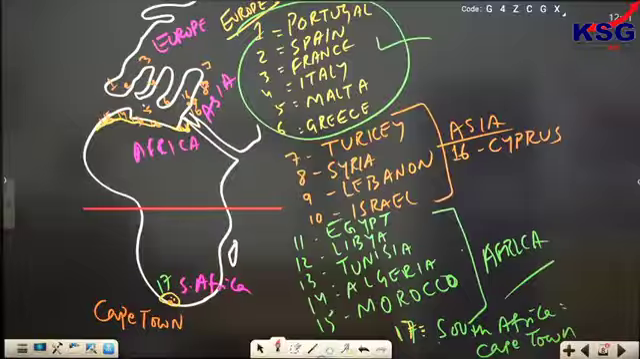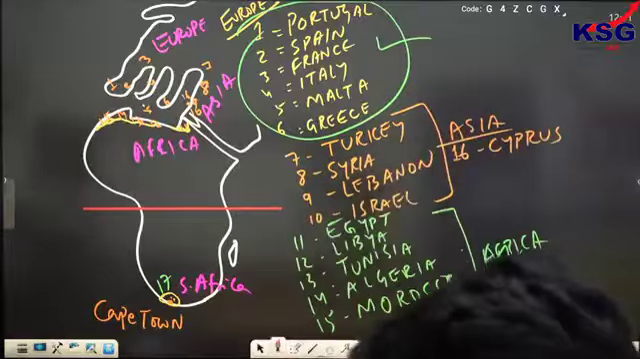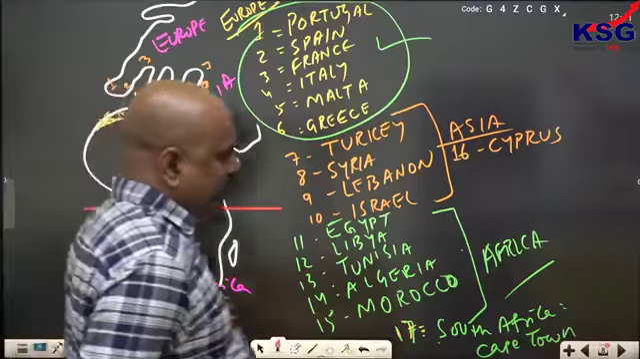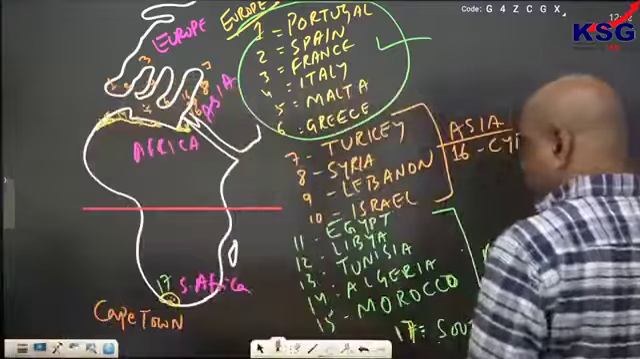Warm temperate western margin and Mediterranean climate. So as I just mentioned about this. Okay, fine. Clear?